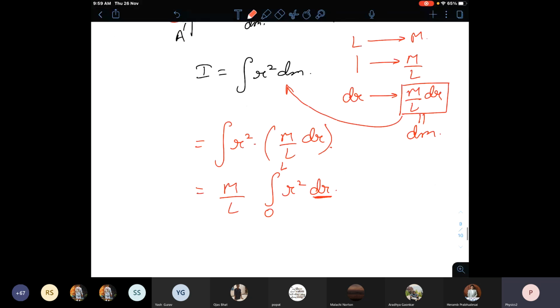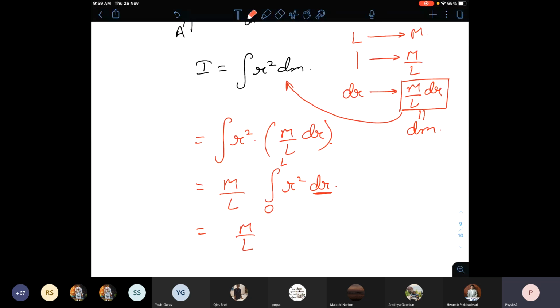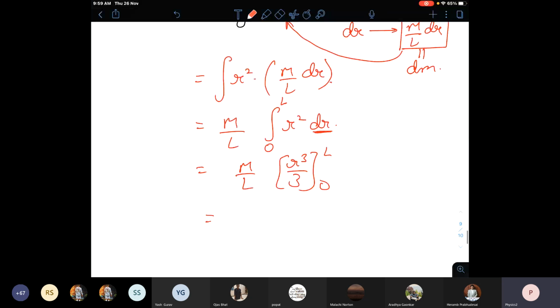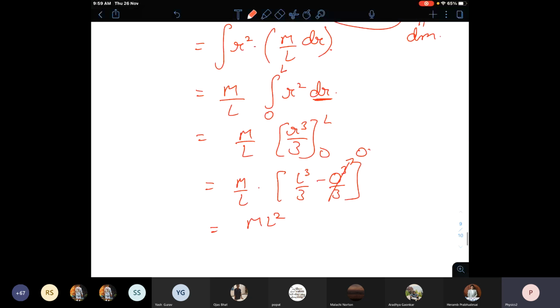Now if you integrate this, you will have M by L integration. The integration of r square dr comes out to be r cube by 3 from 0 to L. If you replace the limits, it will be M by L, L cube by 3 minus 0 cube by 3. This is 0. You have M L square by 3.